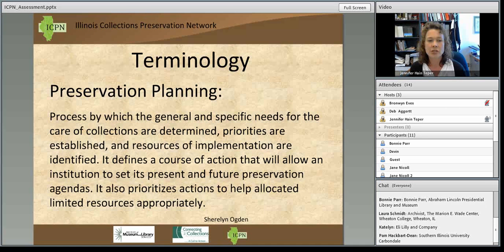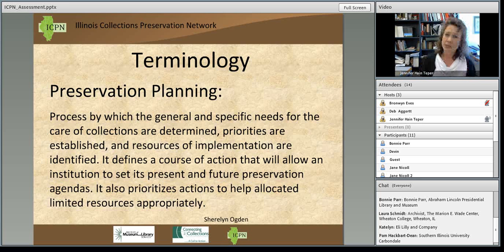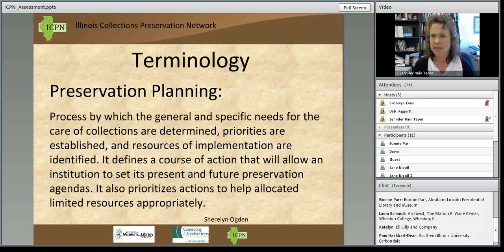It's also going to look at the general and specific needs of your collections. That looks at very large things such as policies and procedures and facilities, as well as very specific things, such as what books need boxes or what materials need better shelving or better handling procedures. So it drills down to the very specific, but also expands up to the much, much larger. It's looking at the present and then trying to extend out to the future.